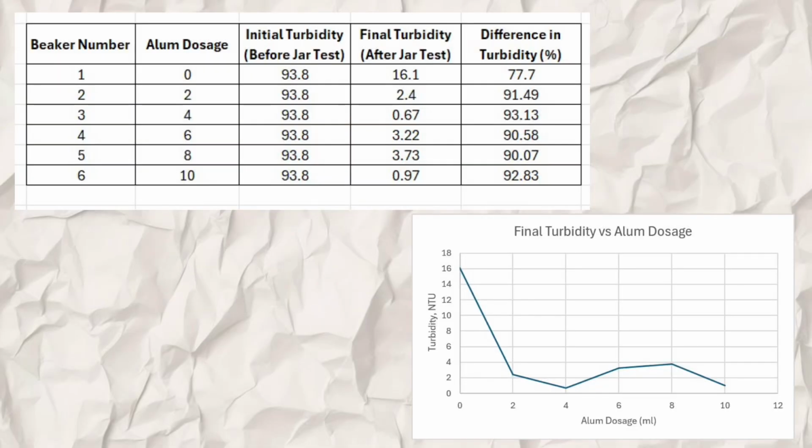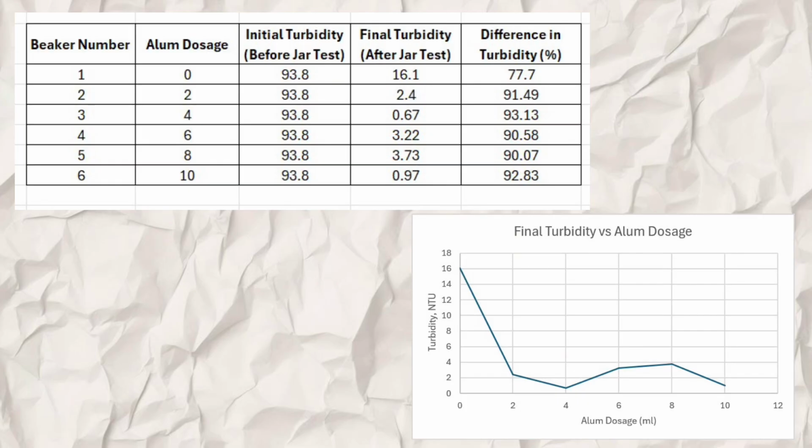This graph shows our jar test result plotting final turbidity against alum dosage. At 0 ml alum, turbidity stays high at 16.1 NTU because particles settle on their own. Meanwhile, at 4 ml alum, turbidity drops to its lowest point of 0.67 NTU. The alum neutralizes particle charges, allowing them to clump together and settle out effectively. Next, from 6 to 8 ml, turbidity creeps back up slightly due to charge reversal or overdosing. At 10 ml, it drops again due to sweep flocculation.